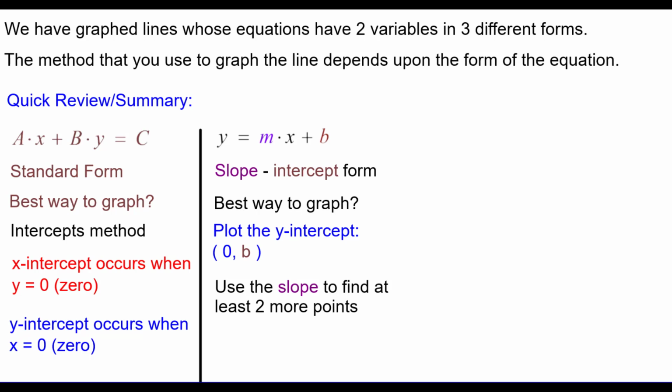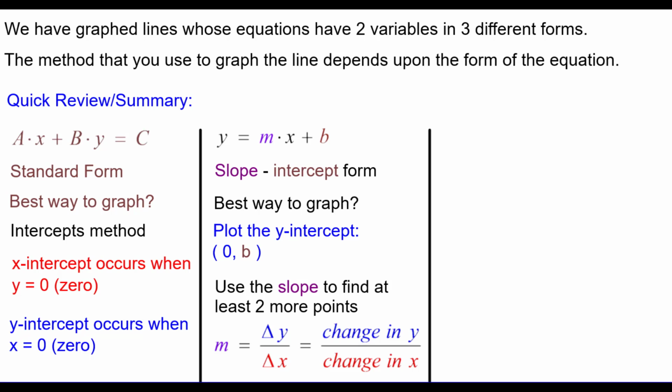Use the slope to find at least two more points, and recall that slope is the change in y over the change in x. And the third one, y minus y sub 1 equals m times the quantity x minus x sub 1. This is called point slope form.